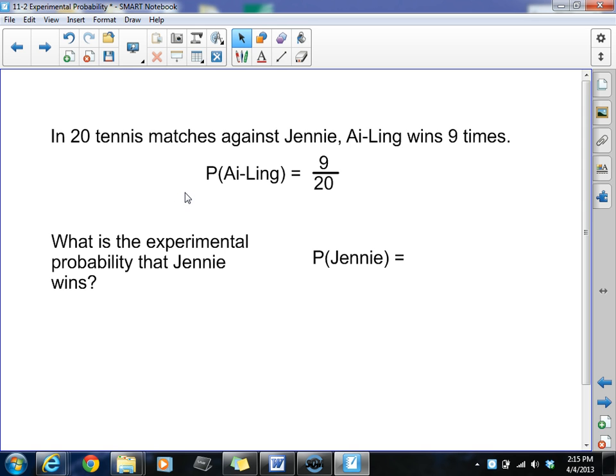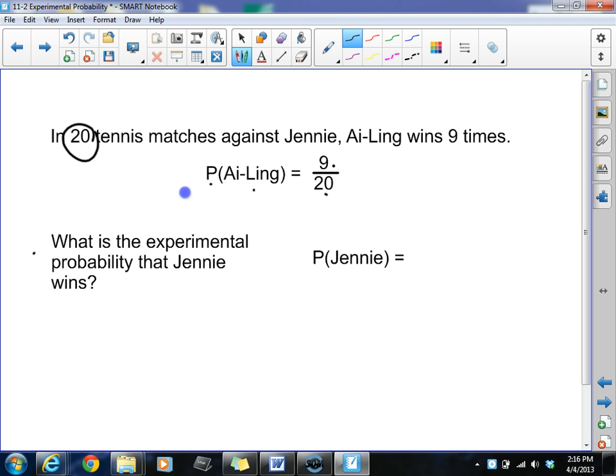All right, let's put it to practice. Now this is example 1 on page 554. All right, so the question is, we're doing tennis now. In 20 tennis matches against Jeannie, Eileen wins 9 times. So we would say the experimental probability, so there were 20 matches, so that's 20 at the bottom, and she won, so the probability of Eileen winning is 9 20ths.